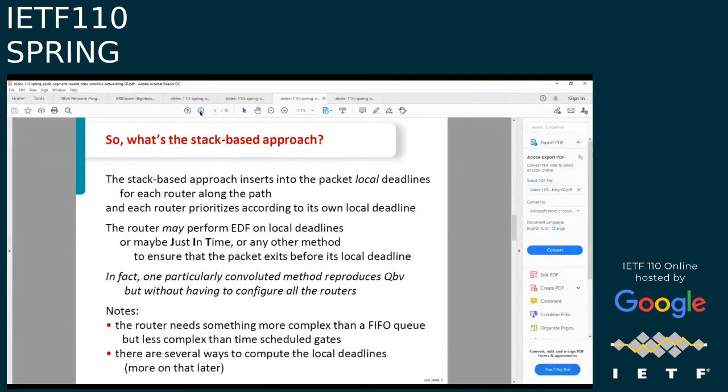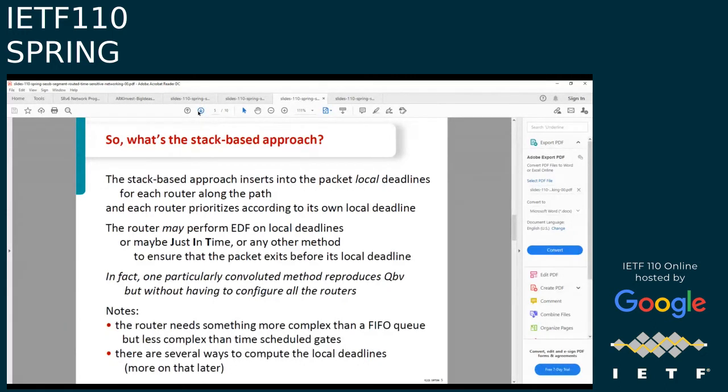So the proposal is to add a stack. That is a stack of local deadlines, which we can optimize. In other words, we're going to calculate when a packet should leave each particular router, and each router pops the top of its stack and does some kind of scheduling, which can be earliest deadline first, or just in time, or something I call PEDF. It doesn't really matter, but it does something in order to prioritize that packet to make sure that the packet exits the router by the local deadline.